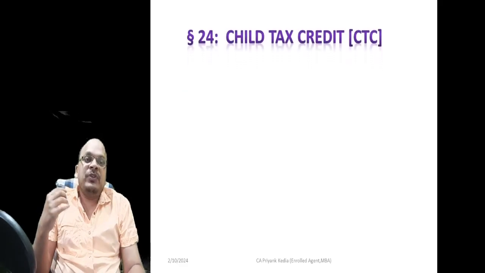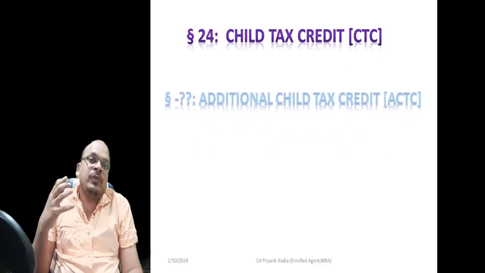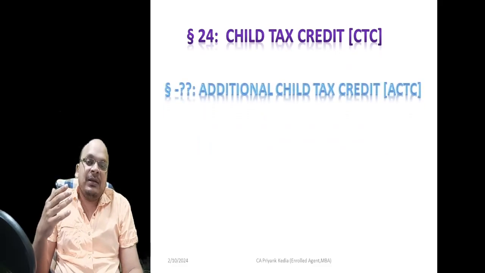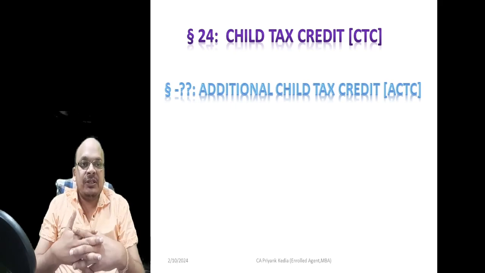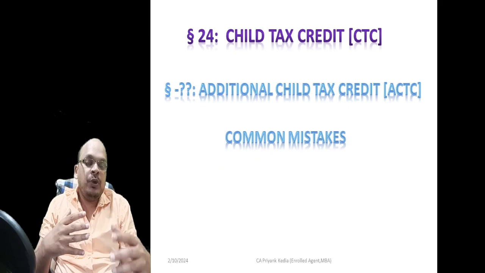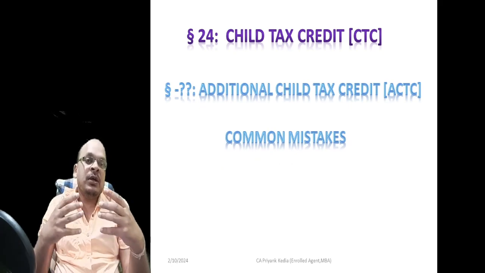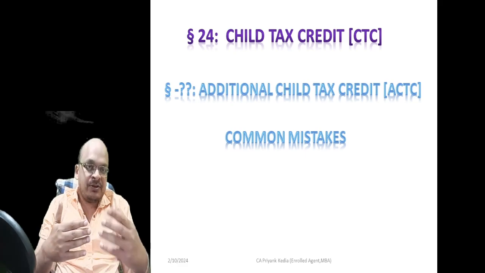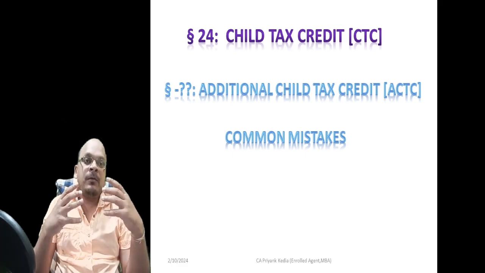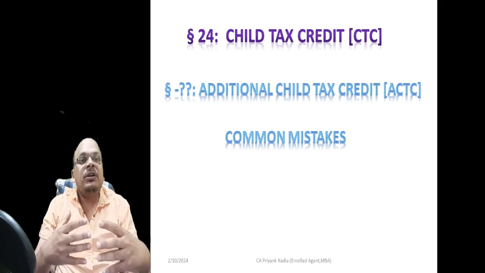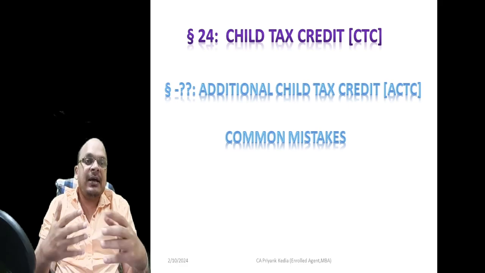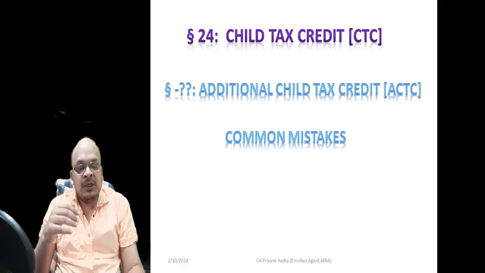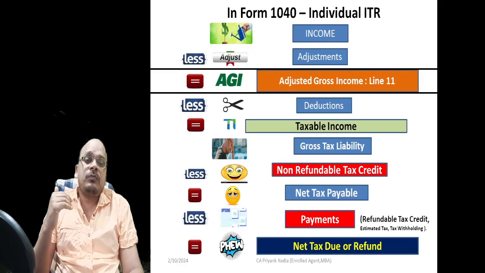So initially in this video we are going to talk about child tax credit. You can see that, for example, I have written section 24 in front of child tax credit, but in front of additional child tax credit, I have not mentioned any kind of section. This is what we are going to talk about when we read about certain statutory aspects of these credits. That is the requirements which are to be fulfilled by a taxpayer to be eligible to claim these credits, right? So there are certain common mistakes which people do when they try to understand the idea behind the credit or the calculation aspects. So we'll talk about all these things in this video.